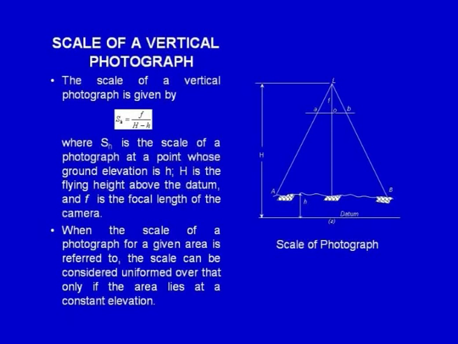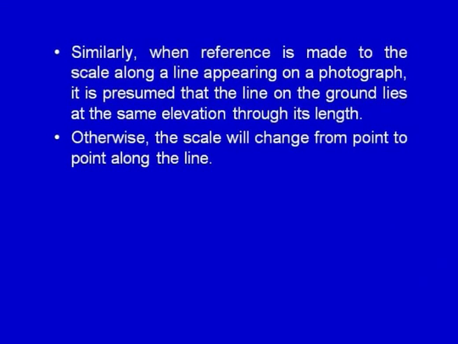When the scale of a photograph of a given area is referred to, the scale can be considered uniform over that only if the area lies at a constant elevation. Similarly, when reference is made to the scale along a line appearing on a photograph, it is presumed that the line on the ground lies at the same elevation through its length. Otherwise, the scale will change from point to point along the line.